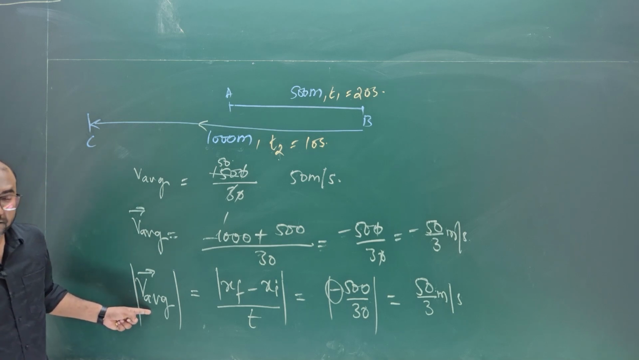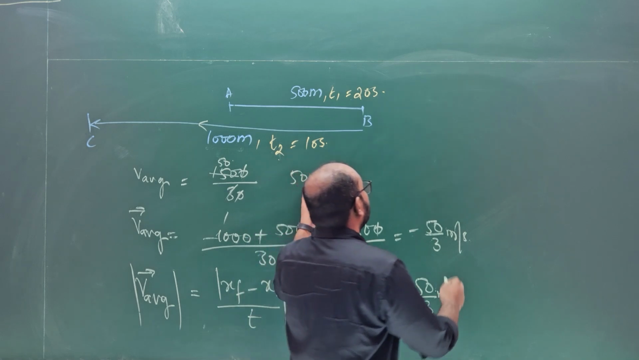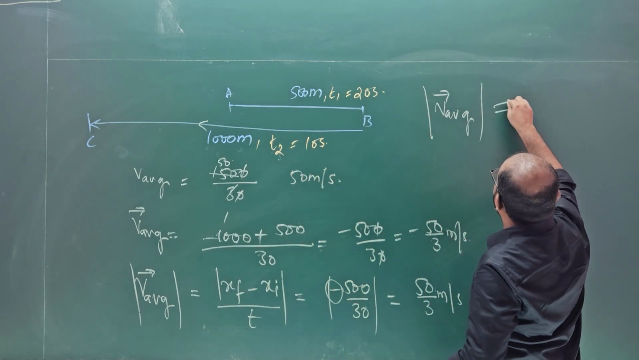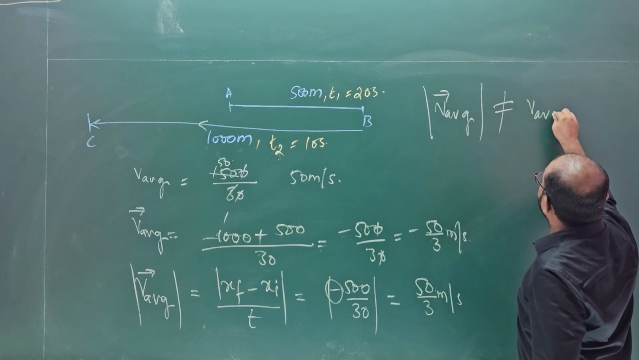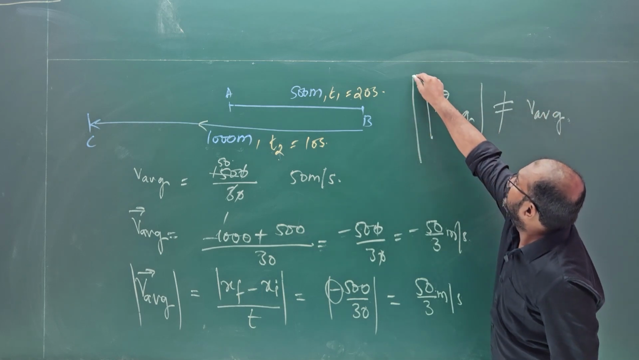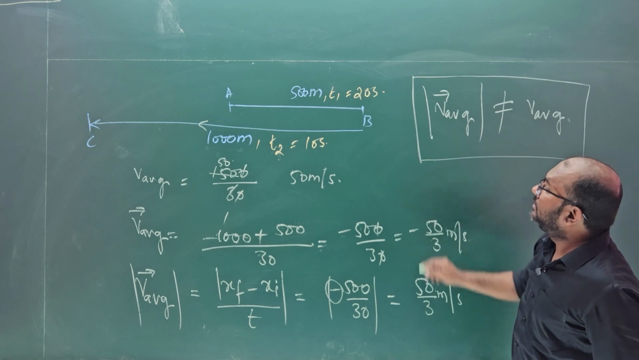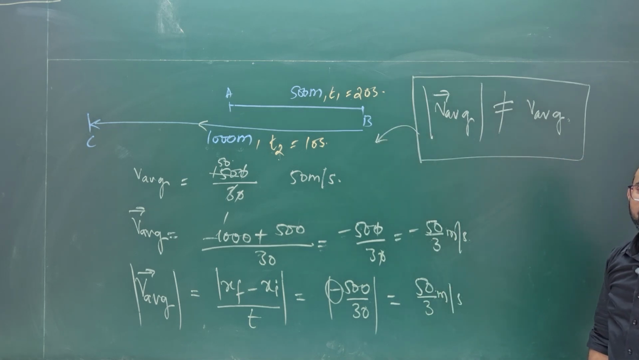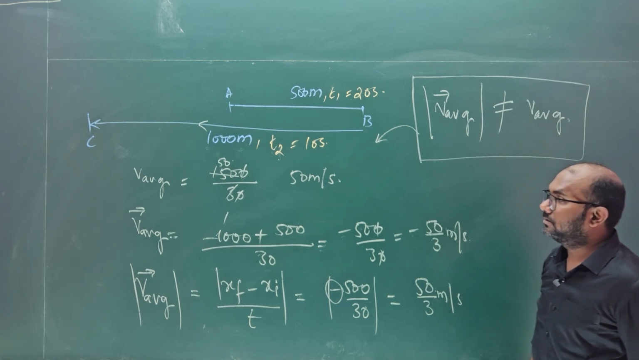So the magnitude of average velocity is not equal to average speed when the object is changing its path. Got my point, everyone? Thank you very much.